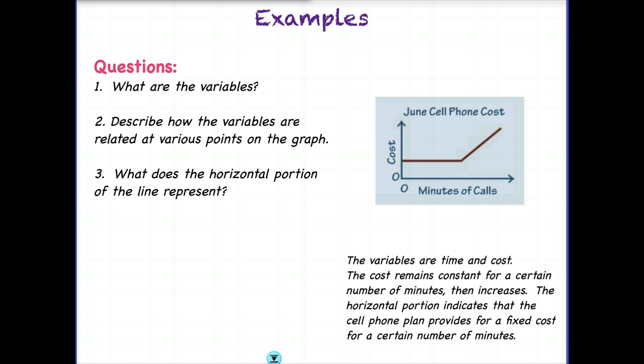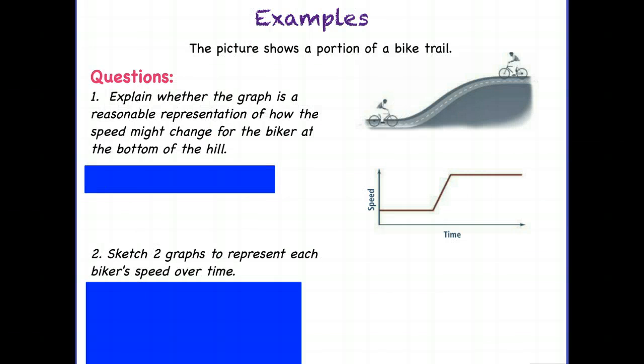All right, let's look at a couple of slightly different examples interpreting graphs. In these 2 examples, we'll actually be building some graphs. So here we have a picture and a graph. The picture shows a portion of a bike trail, and here's a biker down here traveling on a flat, and then he's going to climb uphill, and then it flattens out again. And then we have a biker up above who's on a flat spot about to go downhill, and then flattens out again. So what I want you to think about is their speed, because this graph represents the speed of the bikers over time.